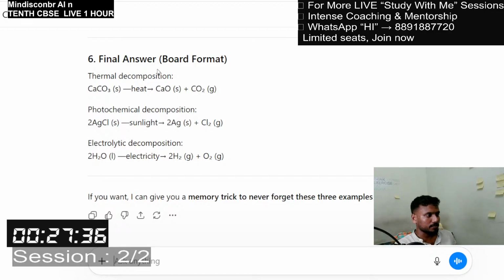And photochemical decomposition: 2AgCl in the presence of sunlight gives 2Ag plus Cl2. Here also, 2 atoms of silver and 2 atoms of silver, 2 atoms of chlorine and 2 atoms of chlorine. And in electrolytic decomposition, 2H2O in the presence of electricity gives 2H2 plus O2. Here H2O is liquid, H2 is gas, and oxygen is also gas. So let's move to the next question. It is the 13th question.